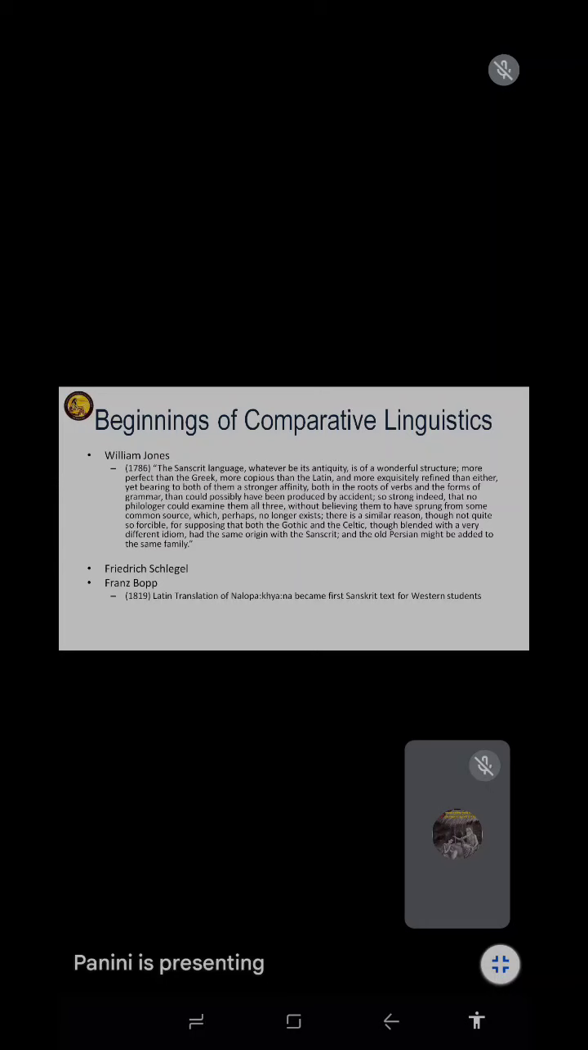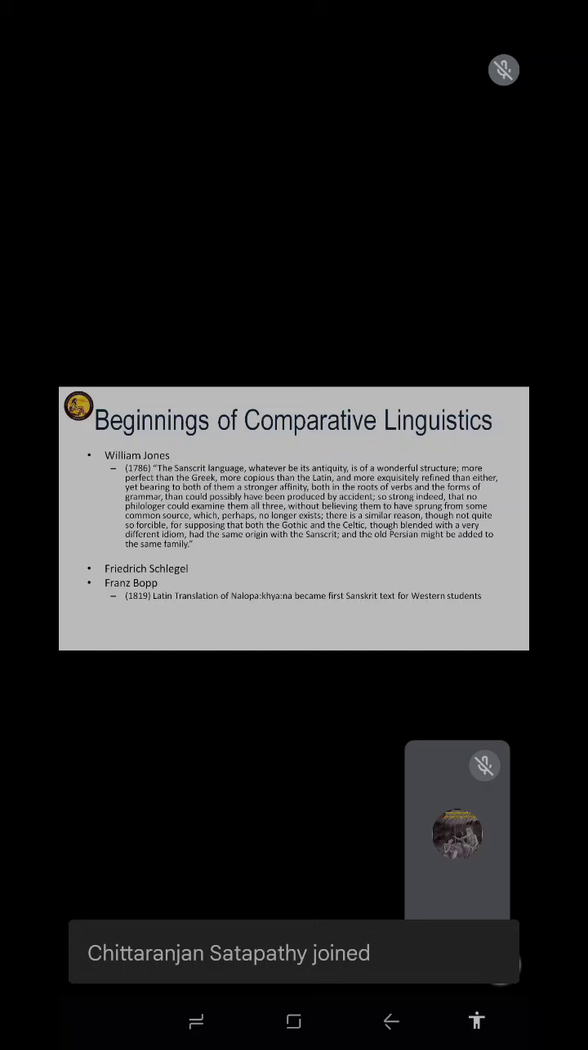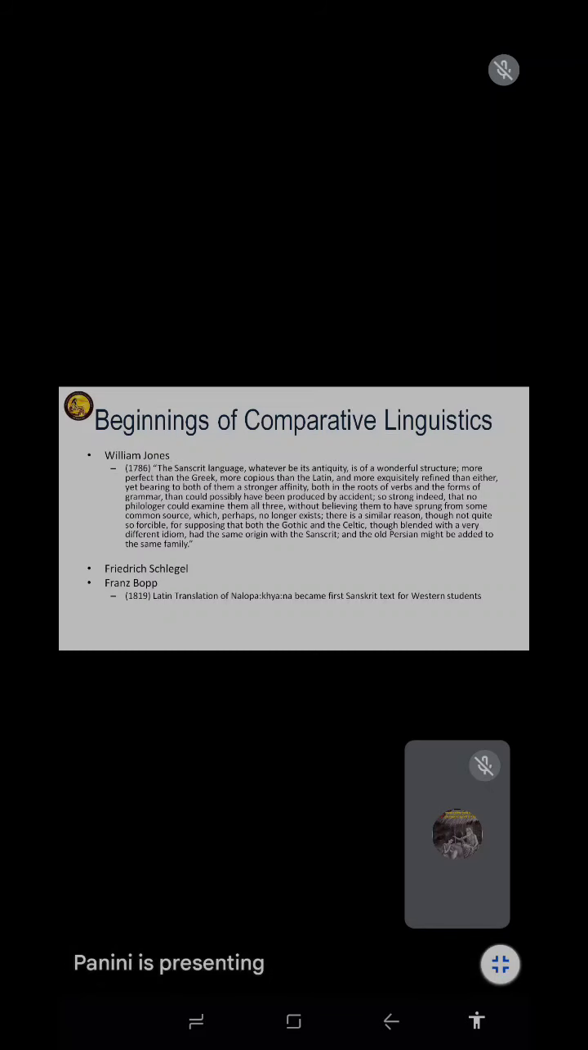and Franz Bopp first took up this wonderful structure and close affinity idea. He wrote a book that is a comparative study of verbal roots of Sanskrit, Greek, German, and also other languages like Persian. What he did was first take up the verbal roots of all these languages to show what kind of affinity they have. Affinity means close relation. So Bopp is called the father of comparative linguistics.